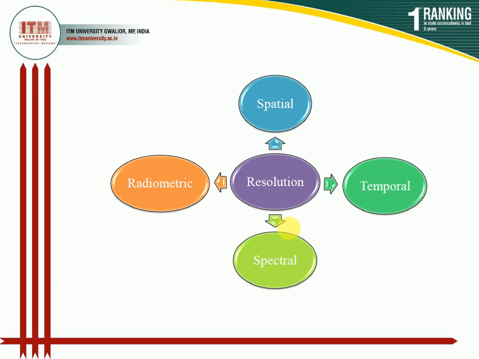The second one is the spectral resolution. Spectral resolution describes the ability of a sensor to define fine wavelength intervals. This refers to the number of bands in the spectrum in which the instrument can take measurements. High spectral resolution has better ability to exploit differences in the spectral signature. Low spectral resolution has poor ability to differentiate between different features.